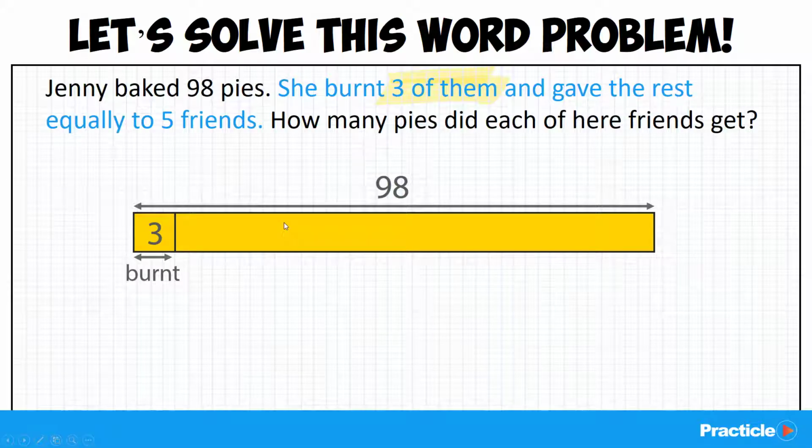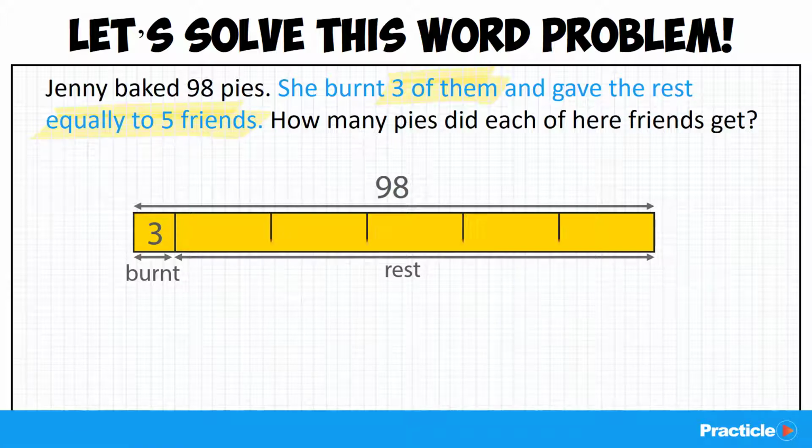Now what should we do with this part over here? Let's go back to the problem and read the sentence again. She burnt 3 of them and gave the rest equally to 5 friends. So looks like this part stands for the rest. And we are going to label that in our model. And because we know that Jenny gave this part equally to 5 friends, we are going to cut this part up into 5 equal pieces.